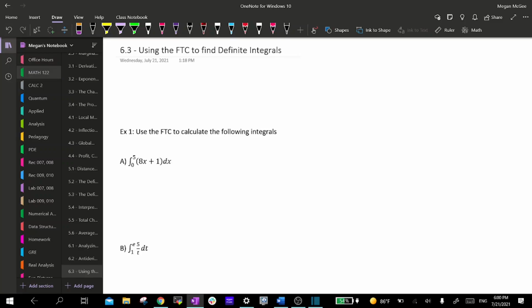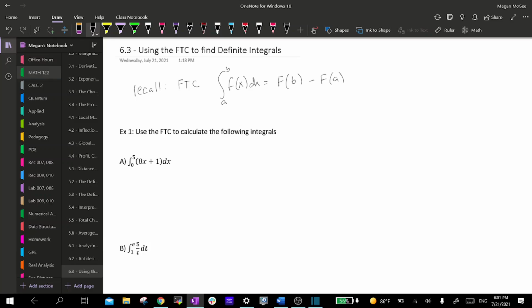Here we are, starting with section 6.3, using the fundamental theorem of calculus to find definite integrals. All right, so first, let's recall that the fundamental theorem of calculus says that the definite integral from a up to b of the derivative of a function, lowercase f of x dx, is equal to the original function, or the antiderivative, as we could call it now, of b minus the antiderivative of a.